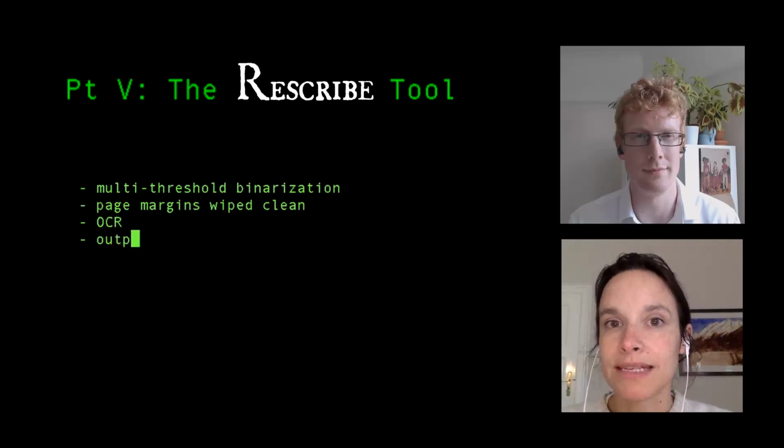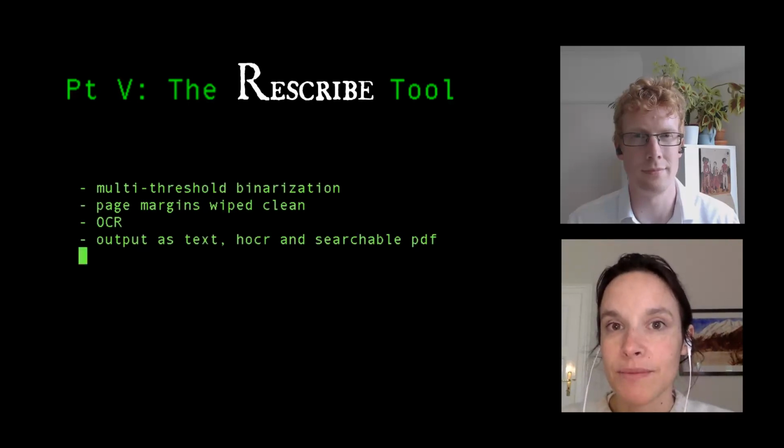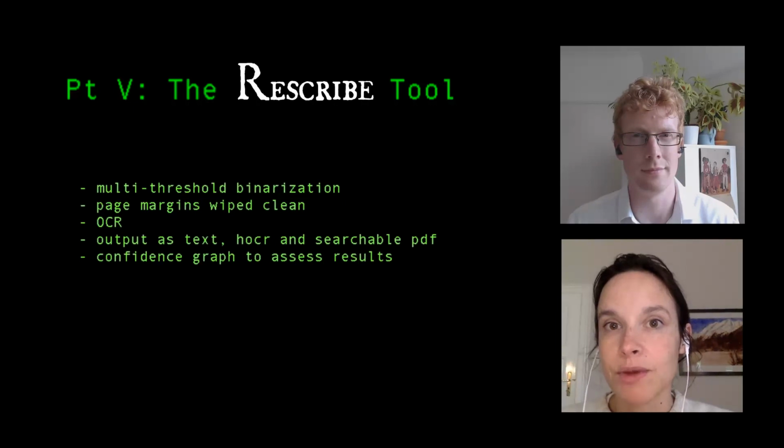One folder with all the text files, one folder with hOCR files, a special file format Tesseract can produce, a searchable PDF of the book, and one graph that gives you an overview of how well the OCR did. This graph can help you assess the results and spot pages that did not turn out so well. You can then either have a look at the text file and the page image to figure out what the problem was and fix it, needs must, or you just leave it.